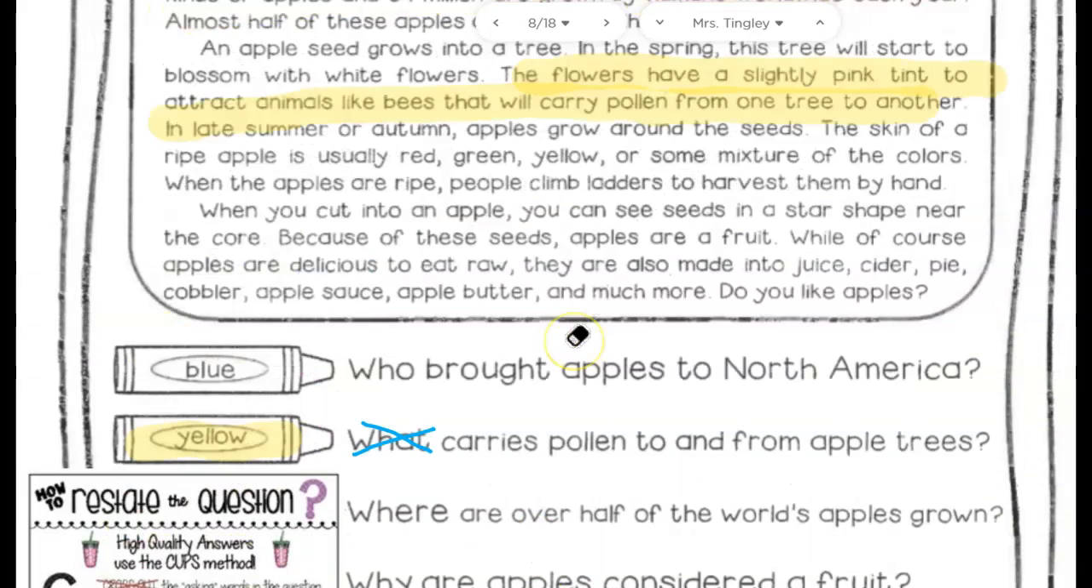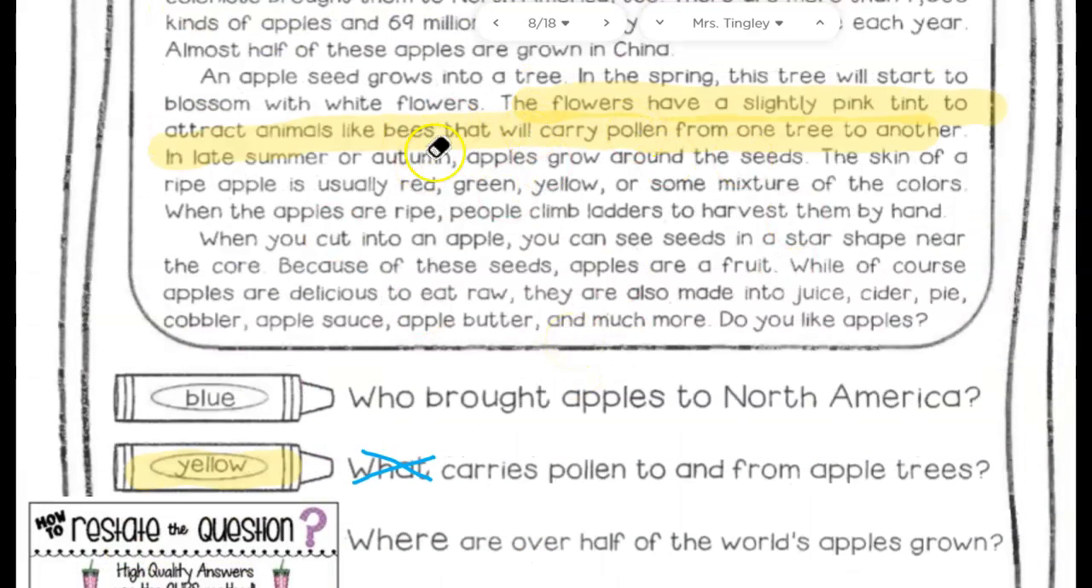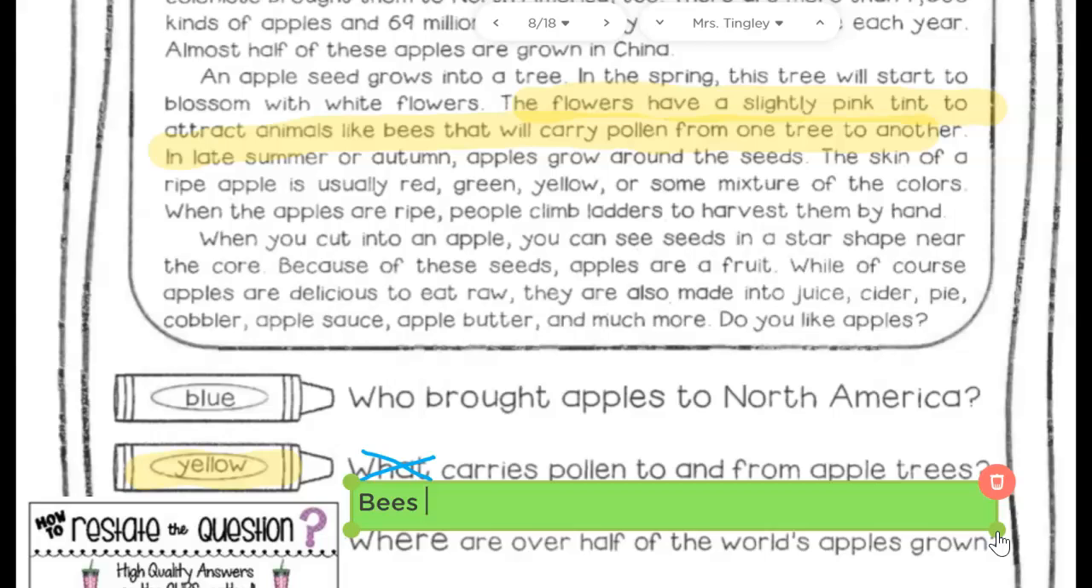but put in what that is, what the what is. The what is bees. So I can type in bees, follow along with me. Carry, I have to change it from carries to carry. Pollen to and from apple trees.